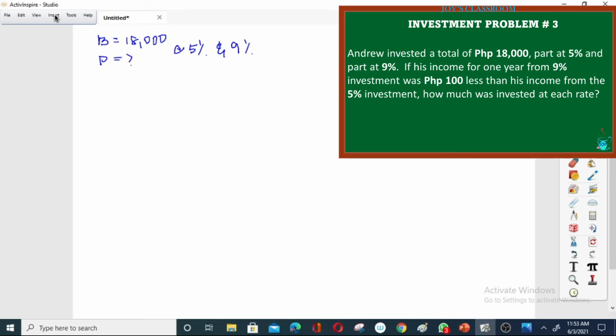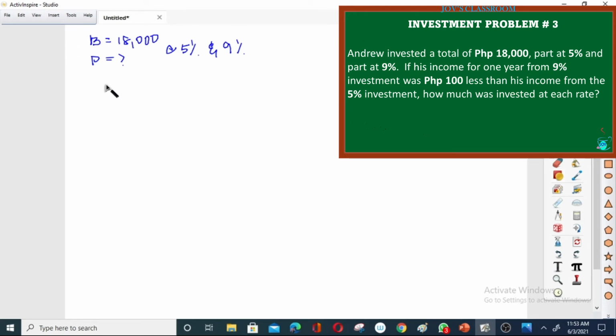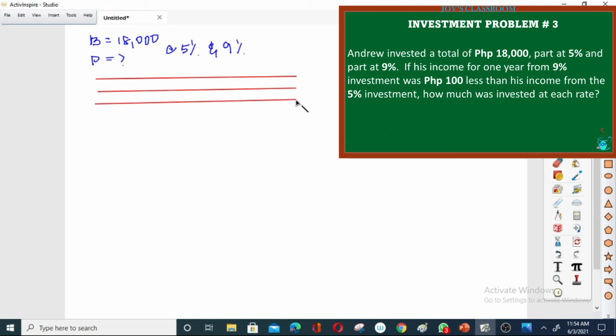So again, let us draw a table that will help us easily analyze the problem. So we need 2 rows, and we need the base column, the rate column, and then the interest.